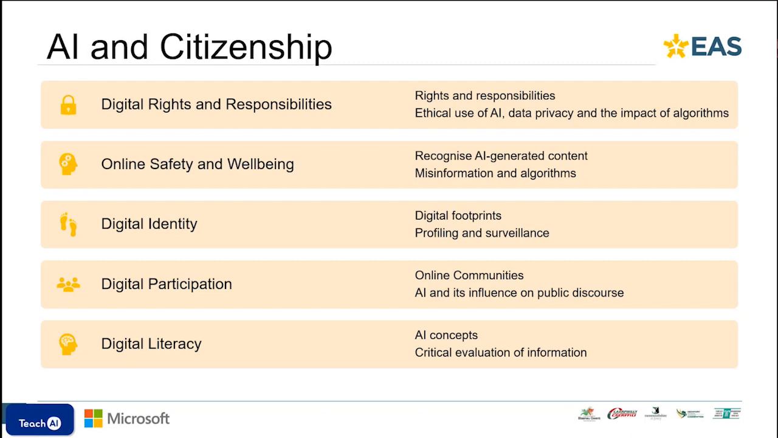Students should start grasping how AI systems analyze and predict behavior based on digital footprints. We should discuss the ethical implications of AI profiling and surveillance. And we should also start thinking about how we empower students to manage their digital identity responsibly. Again, much of what we already do as part of our citizenship curriculum, but starting to think about the impacts that AI will have on this.